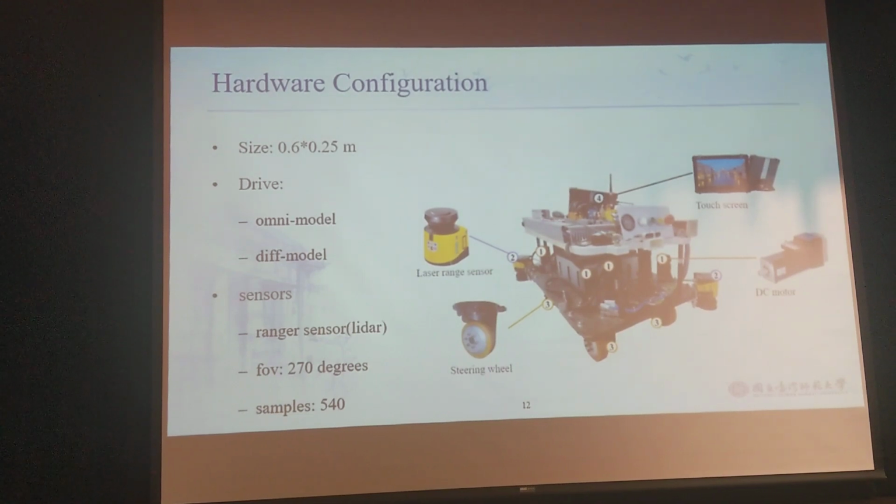Now we know that the TEB algorithm works in the simulation, so it is time for the real-world experiment. The size of AGV is 0.6 by 0.25 meters. It has 4 DC motors and each motor has a steering wheel, which makes the AGV have 2 driving models, Omni model and differential model. In this case, I choose differential model. It also has 2 laser range sensors. One is at the right front and another is at the left back. Each sensor has 0.05 to 25 meters and 270 degrees of the observation area, which has 540 samples.